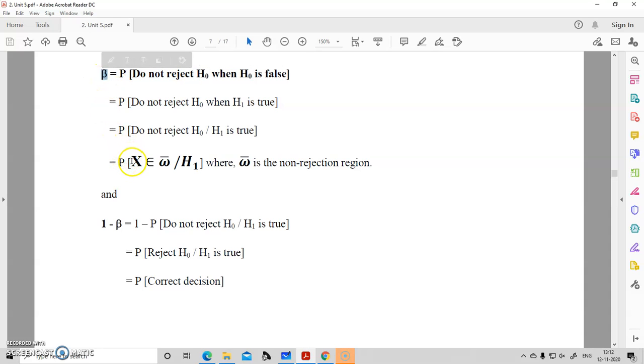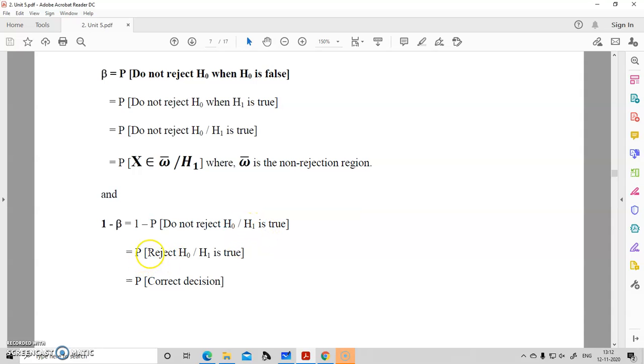So, the probability of committing this beta error is x belongs to omega bar, where omega bar is nothing but the non-rejection region. Actually, H1 is true. Although H1 is true, we are not going to reject it because omega bar is a non-rejection region, and we say they belong to the non-rejection region. So 1 minus beta is the complement of beta. That is 1 minus the probability of do not reject H0 when H1 is true.